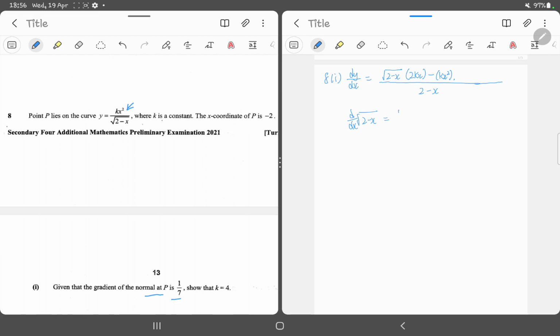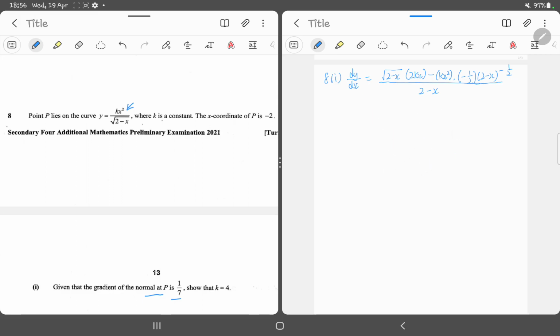So this is actually d dx of bracket 2 minus x bracket to the power 1 over 2. So bring down the power 1 over 2. Subtract 1 from the power. So half minus 1 is minus 1 over 2. And then finally differentiate the inside, we get minus 1. So this is actually minus 1 over 2, 2 minus x to the power of minus 1 over 2. Okay?